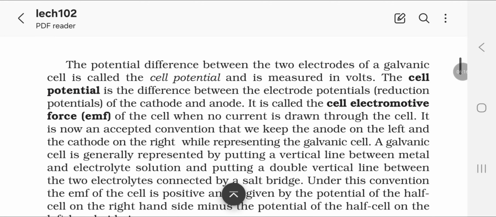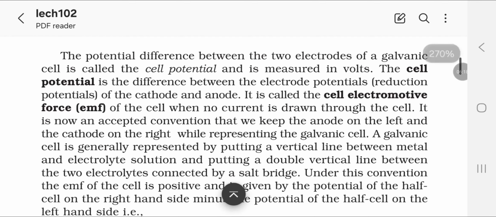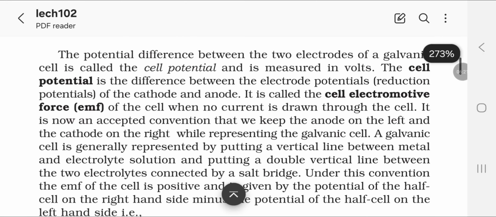The potential difference between the two electrodes of a galvanic cell is called the cell potential and is measured in volts. The cell potential is the difference between the electrode potential of the cathode and anode. It is called the cell electromotive force when no current is drawn through the cell.